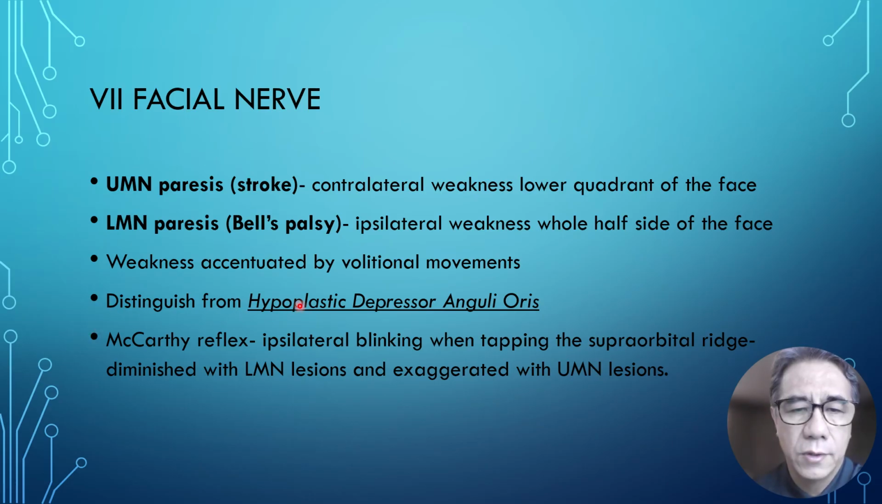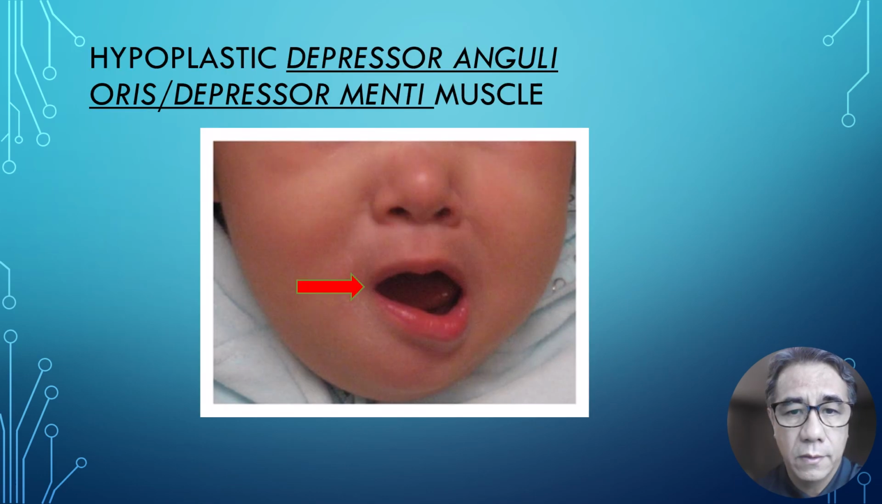One should distinguish this from hypoplastic depressor anguli oris, which is often seen at birth. It's a relatively benign condition, mostly cosmetic as far as concerns are concerned, and often by the time they are 1 or 2, it disappears. That only means that the muscle is not yet well developed at birth.